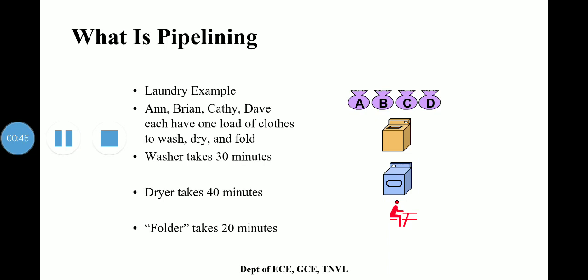Here, four persons, Anne, Brian, Kathy, and Dave, say A, B, C, and D, each have one load of clothes to wash, dry, and fold. Anyone who has done a lot of laundry has intuitively used pipelining. The non-pipeline approach to laundry would be as follows. Let us assume that the washer takes 30 minutes, the dryer takes 40 minutes, and the folder takes 20 minutes.